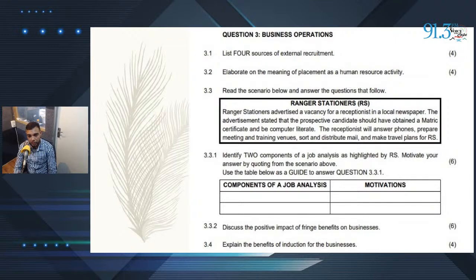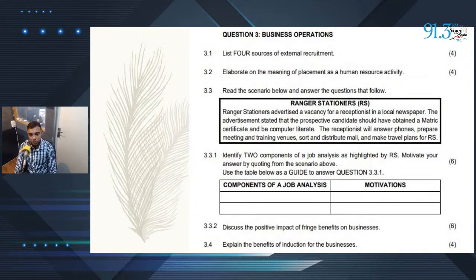So, our motivation for job specification in the scenario would be that we're looking at the qualification. Let's just go through that. This is the second sentence. The answer: the advertisement stated that the prospective candidate should have obtained a matric certificate and be computer literate. So that's job specification. Job description would then be: the receptionist will answer phones, prepare meetings and training venues, sort and distribute mail, and make travel plans for RS.